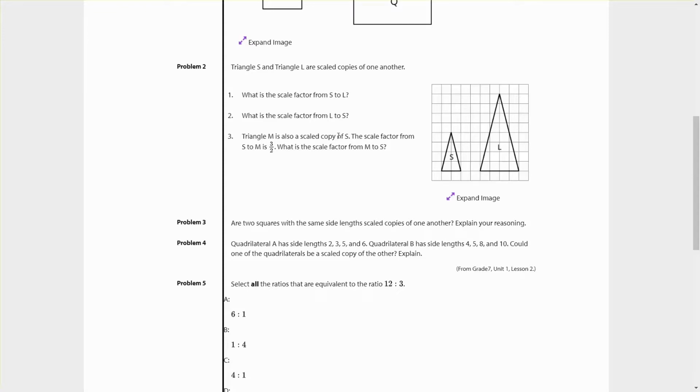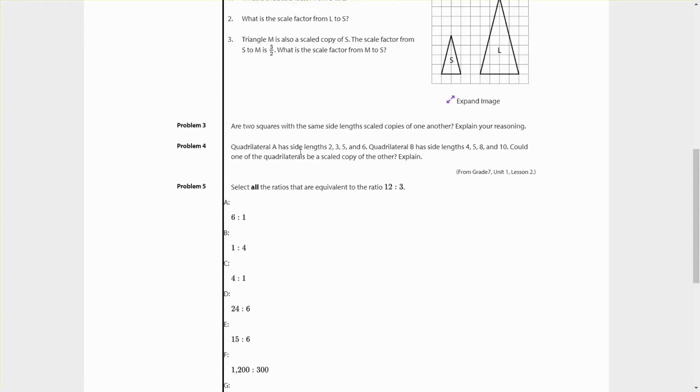Triangle M is also a scale copy of S, but the scale factor from S to M is 3 over 2. What is the scale factor from M to S? So I'm going to suggest that for here, you look at your answers to 1 and 2 to clue you in as to what the answer to this question is. Hopefully you'll see the pattern.